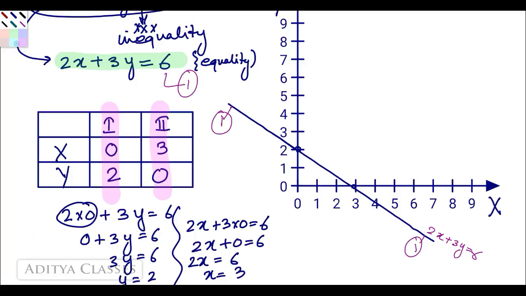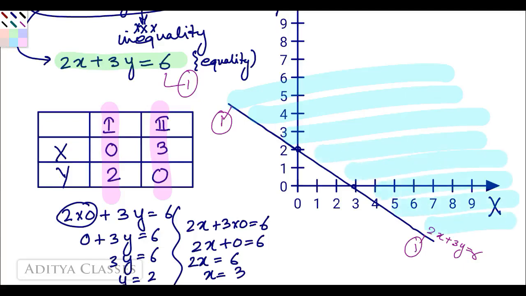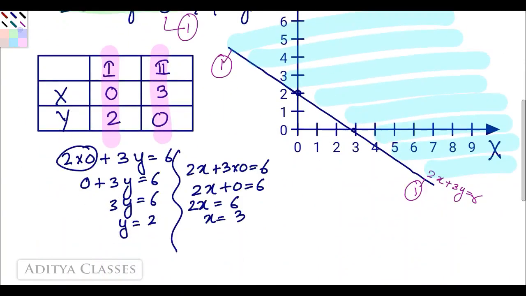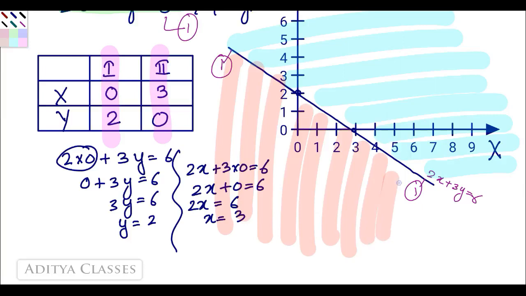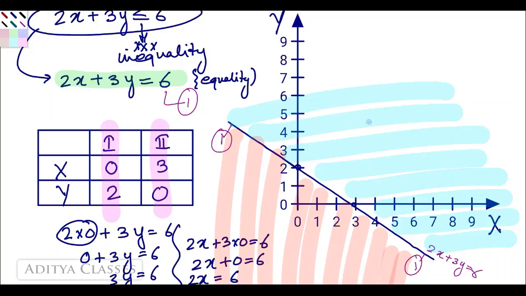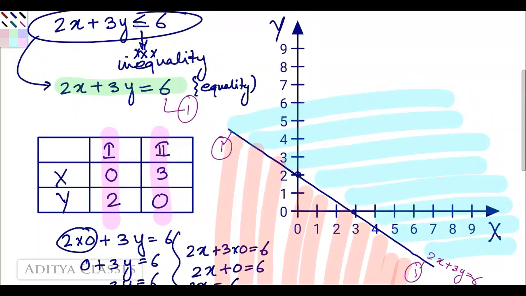So one of the areas, if you can see, this line has split our system into two. One is this area which is on one side of the line. Another one is, let us take this color, another one is this area. So we have two areas, an area shaded with blue, an area shaded with red. So which one is less than? I need 2x plus 3y less than.